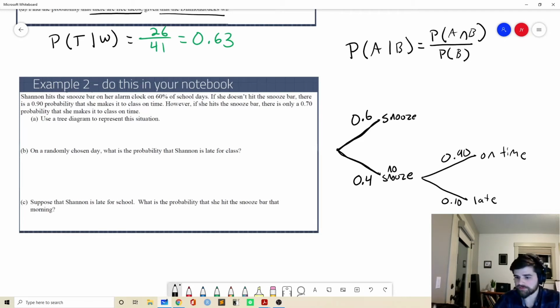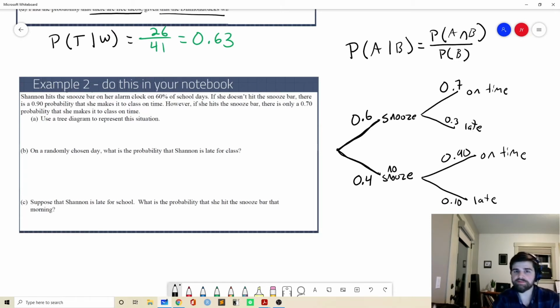The face isn't covering this up, is it? No, we're good. All right, and if she does snooze, what's going to happen? So it says if she does snooze, there's a 70% chance that she makes it to class on time. So only a 70% chance that she's on time, which means there's a 30% chance that she's late.